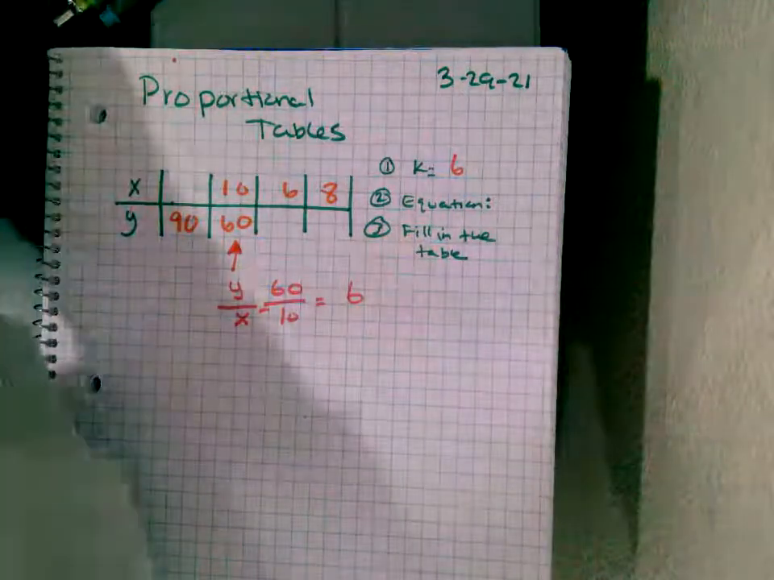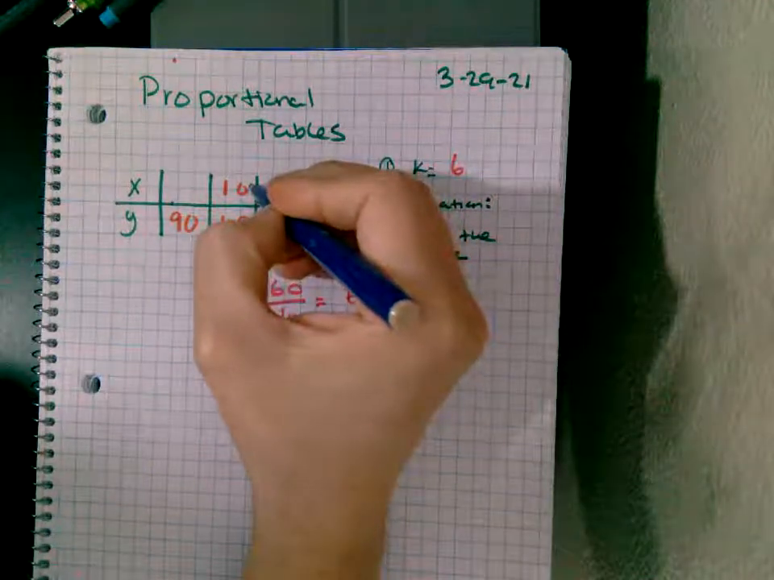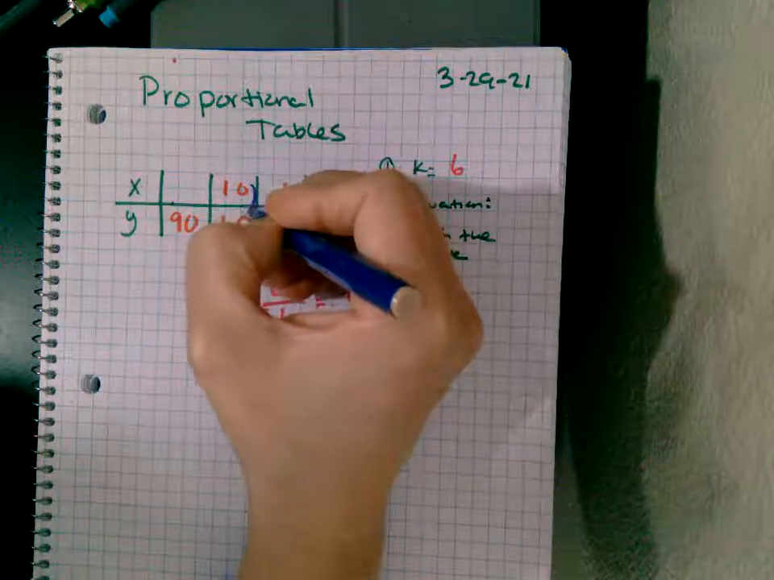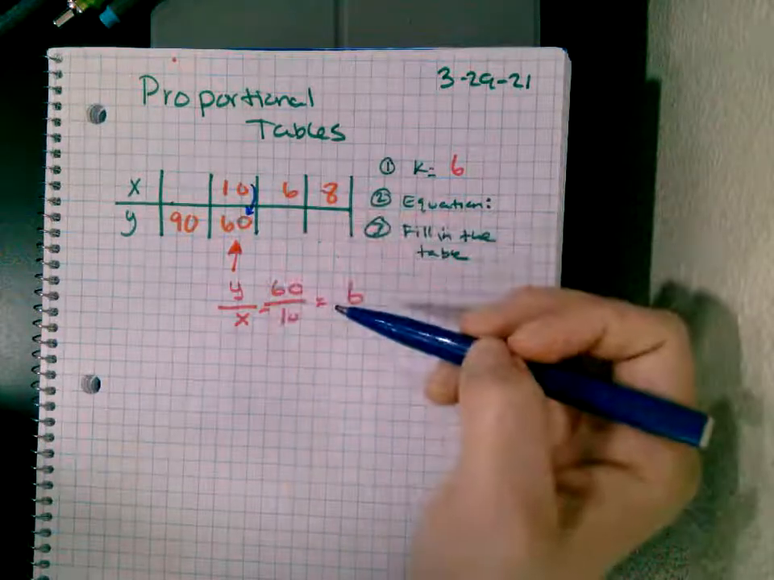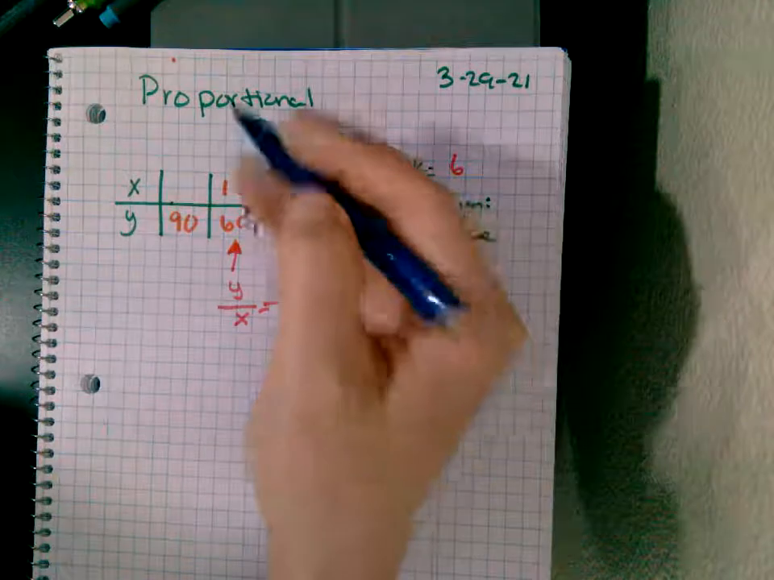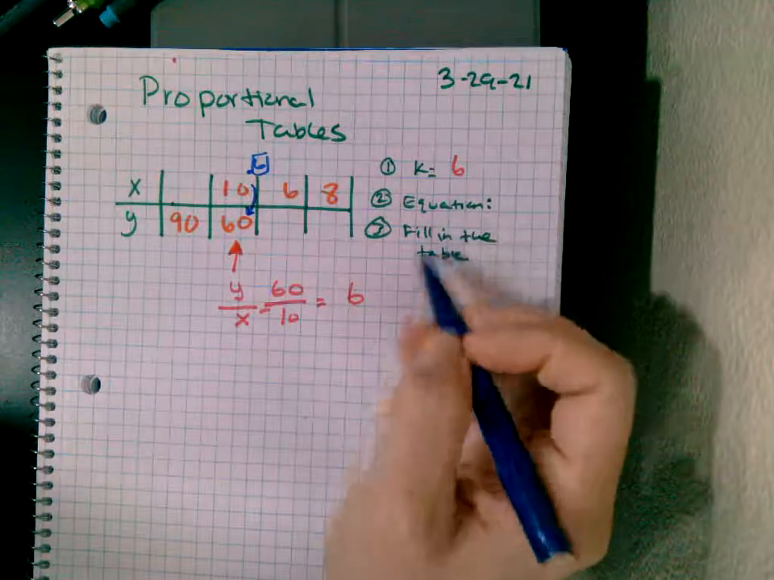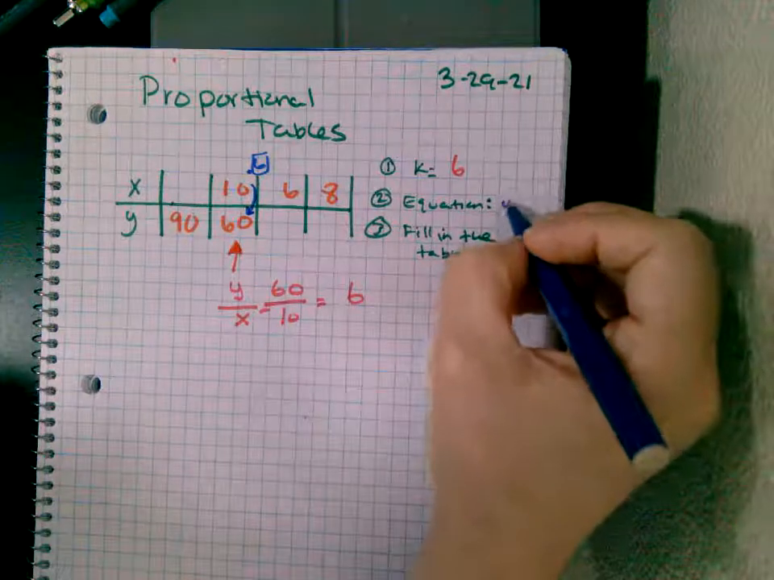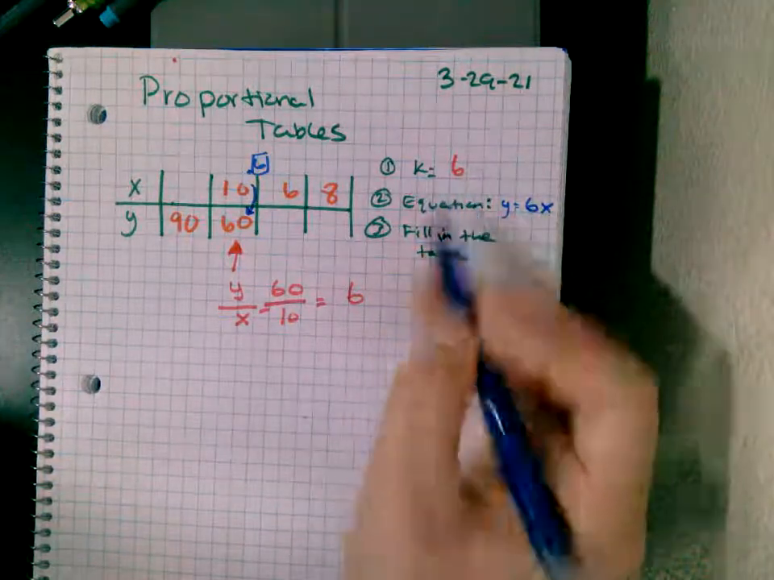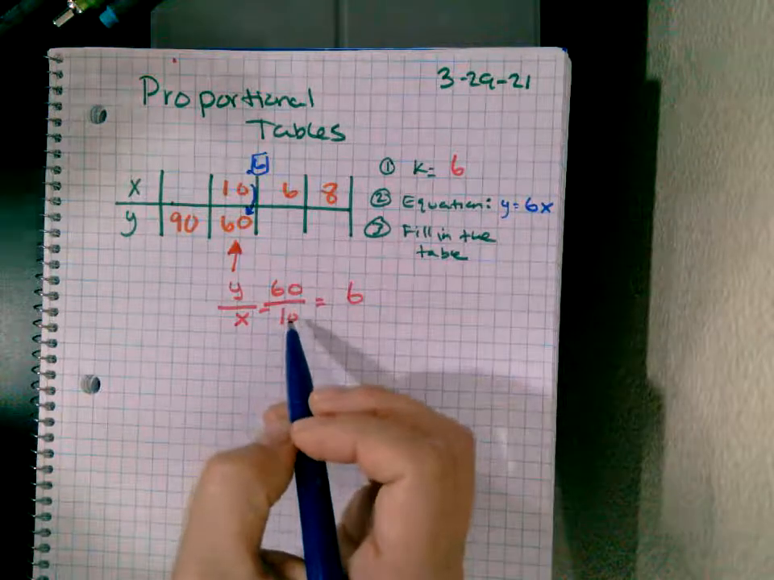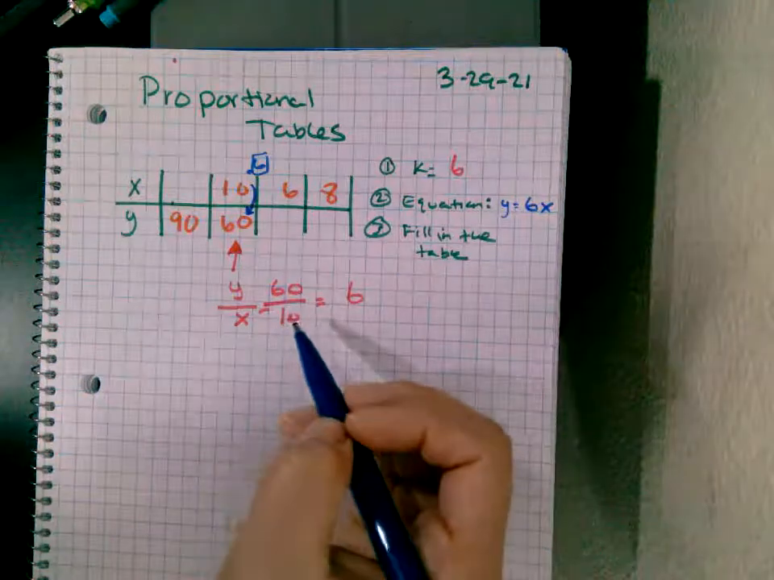Some of you saw it a long time ago by doing this: 10 times what is 60? Oh, 10 times 6 is 60, Miss O'Malley. So 10 times 6 is 60, therefore my unit rate, my constant of proportionality, is 6. I can write down my equation as y equals 6x. Notice it's y equals 6x, k equals 6. It's not 60 over 10. Just simplify it in order to call it a constant of proportionality, okay?